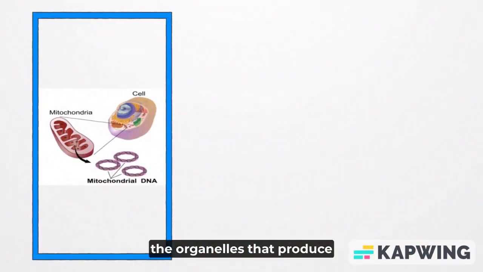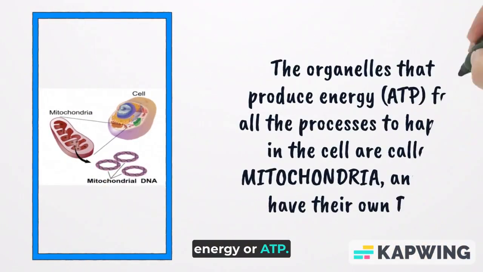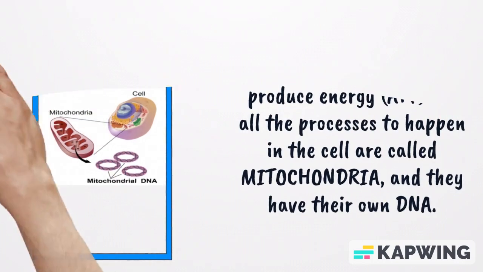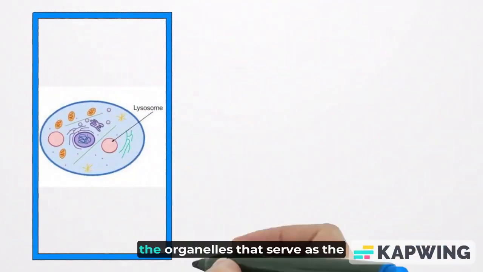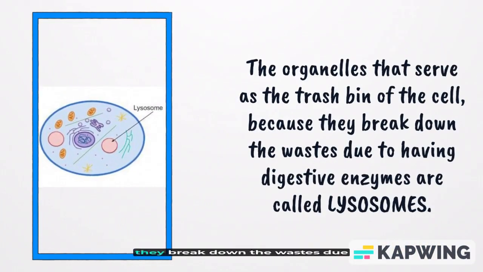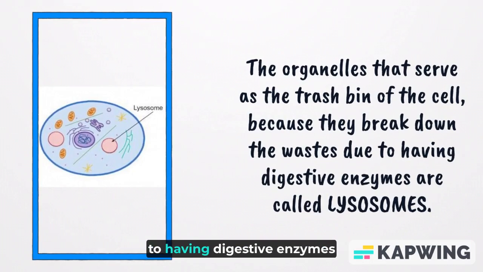The organelles that produce energy or ATP for all these processes to happen in the cell are called mitochondria, and they have their own DNA. And finally, the organelles that serve as the trash bin of the cell because they break down the wastes due to having digestive enzymes are called lysosomes.